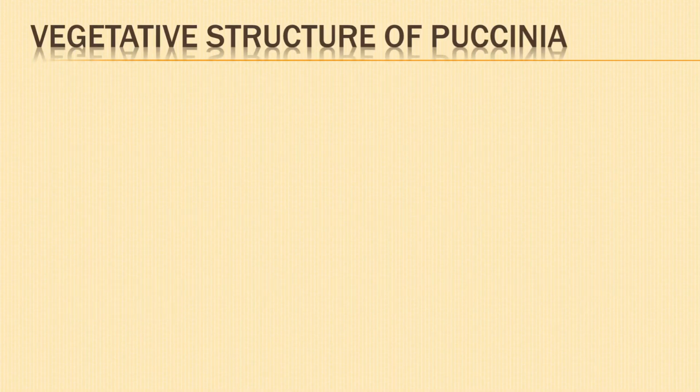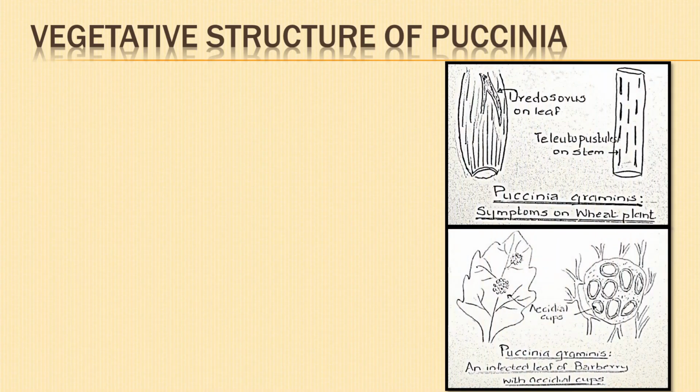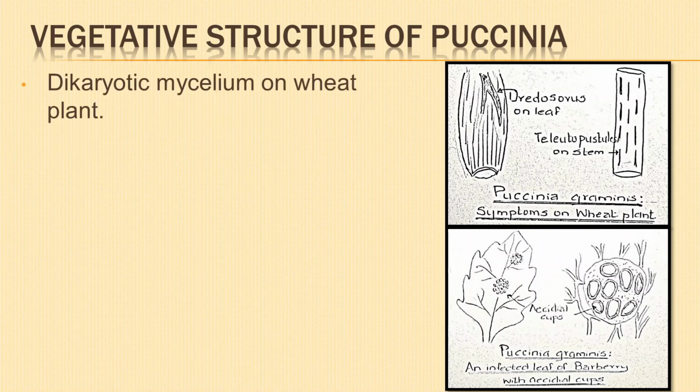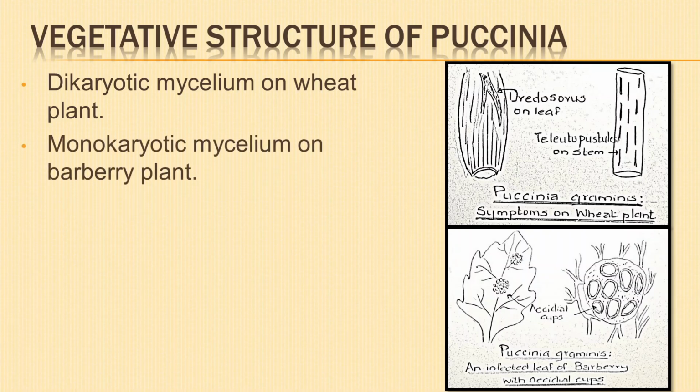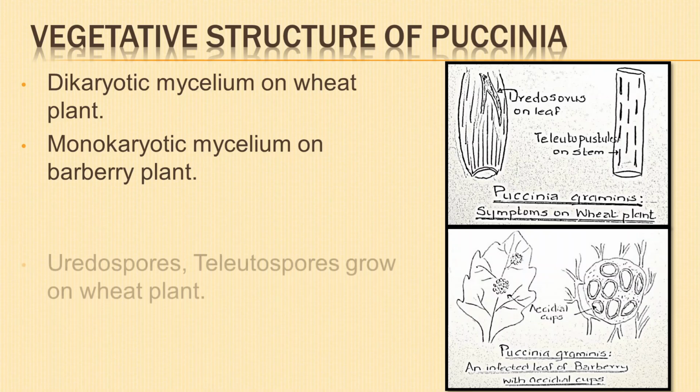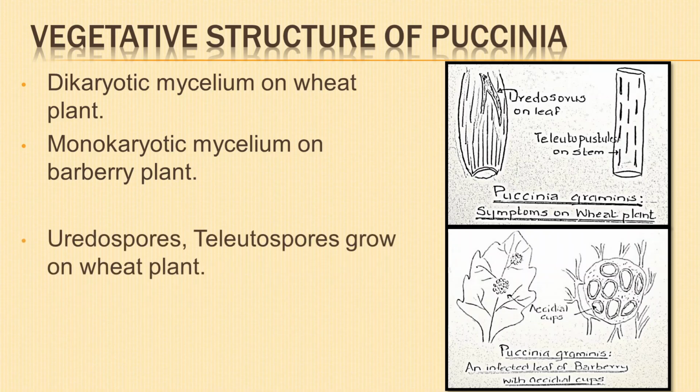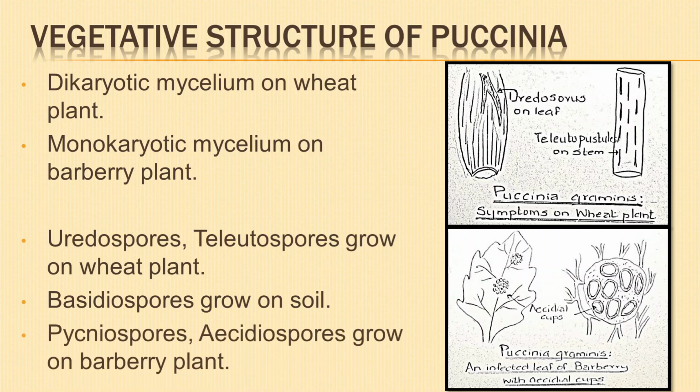Now, let us understand the vegetative structure of Puccinia graminis. The mycelium is of two types, dikaryotic on wheat plant and monokaryotic on barberry plant. Puccinia graminis shows different types of spores, namely uredospores and teliospores, which grow on the wheat plant, basidiospores, which grow on soil, detached or attached with a dead host, and pycnospores and aeciospores, which grow on barberry plant.